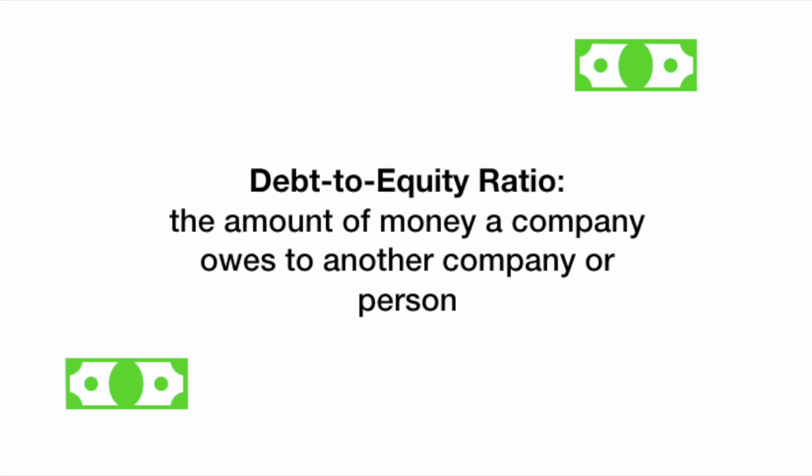Next is debt to equity ratio. Debt is the amount of money a company owes to another company or person. This measurement is called the debt to equity ratio. A low debt to equity ratio is a sign of a healthy company. If a company's debt to equity ratio is lower than the industry average, it means that the company has less debt than most companies in the industry. It is also better to owe less than to owe more.